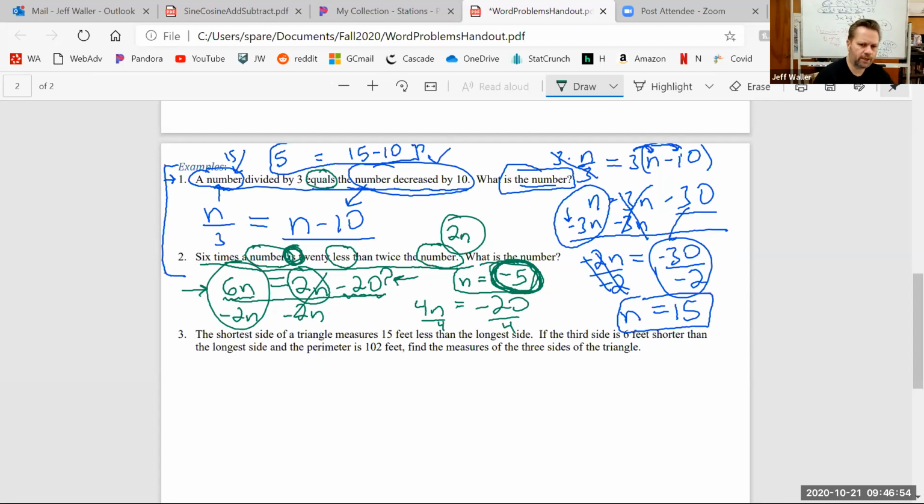So again, just to remind you guys, don't always throw out every negative. If the problem is about temperature, can temperature be negative? Yes. If the problem is about profit, can profit be negative? Yes. But if the problem is about number of people, don't bring in no negative people.